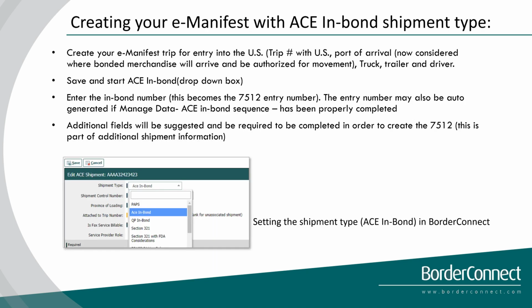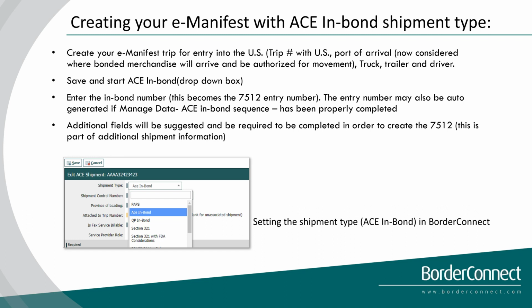So now, creating your e-manifest with an ACE in-bond shipment type. We're going to assume now that you're a carrier crossing the border with bonded merchandise. So you're maybe leaving Canada, you're going to go to the port of entry, but that merchandise is going to move on, probably for export to another country. We see that often happen between Canada and Mexico, the U.S. being used just as that transportation to get the merchandise to the southern border in order for it to be customs cleared into Mexico. So you would create your e-manifest trip for entry into the U.S.